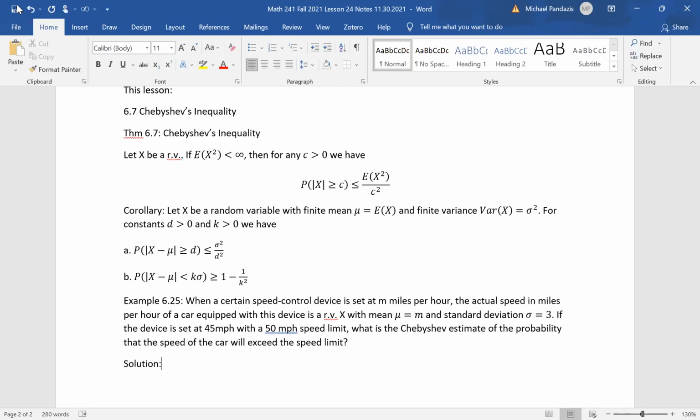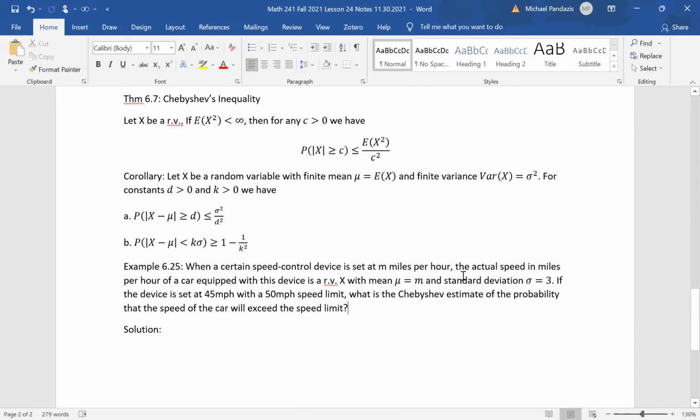Okay. So when a certain speed control device is set at m miles per hour, the actual speed of a car equipped with this device is a random variable X with mean mu equals m and standard deviation sigma equals 3. If the device is set at 45 miles per hour with a 50 mile per hour speed limit, what is the Chebyshev estimate of the probability that the speed of the car will exceed the speed limit? Okay, so we are assuming that X is a continuous random variable.